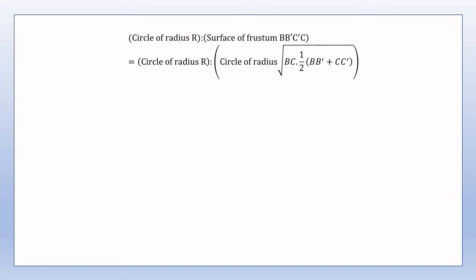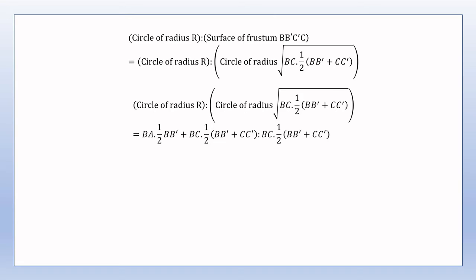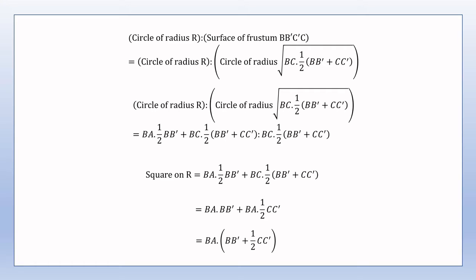But by Euclid 5.7, the circle of radius r to the surface of the frustum BB'C' is equal to the circle of radius r to the circle of radius the square root of BC times a half BB' plus CC', since the surface of BB'C' is equal to the circle of radius the square root of BC times a half BB' plus CC', giving as shown. Therefore by Euclid 12.2, r is such that the square on r is equal to BA times a half BB' plus BC times a half BB' plus CC'. That is, the square on r is equal to BA times BB' plus a half CC', since BA is equal to BC.